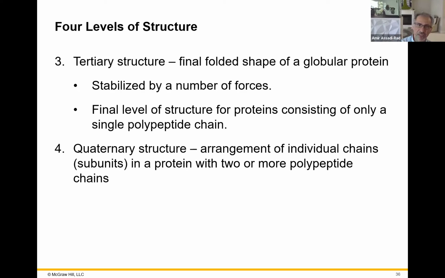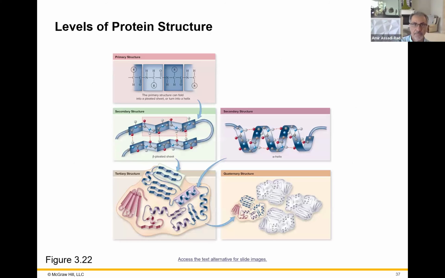And quaternary is found in hemoglobin. Tertiary is found in myoglobin. Myoglobin is found in your muscle cells. It stores oxygen. And hemoglobin is found in your red blood cells. It transports oxygen. It cannot hold on to it for a long time.